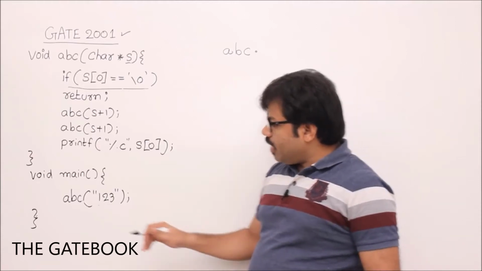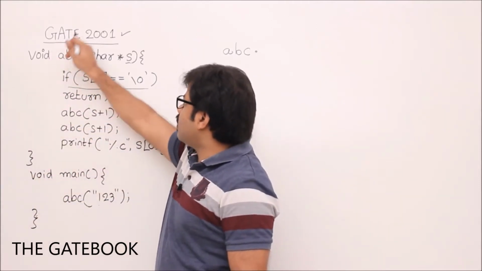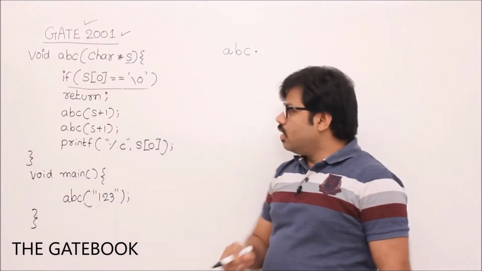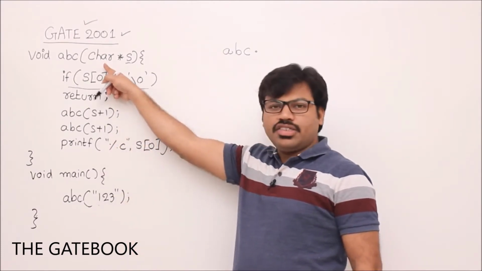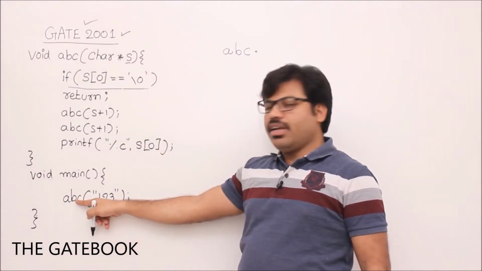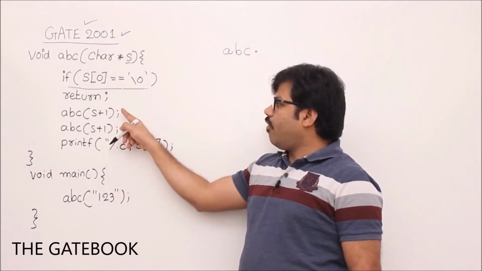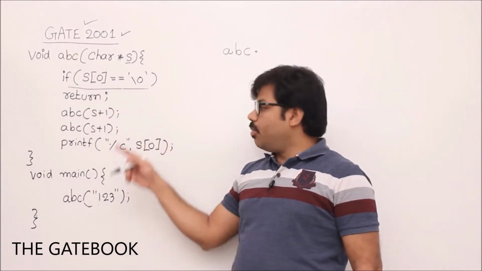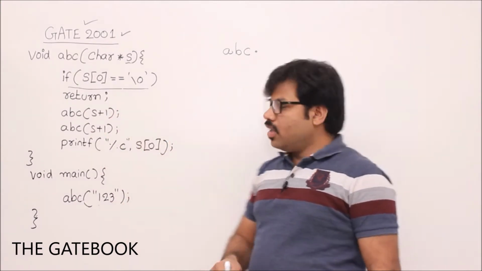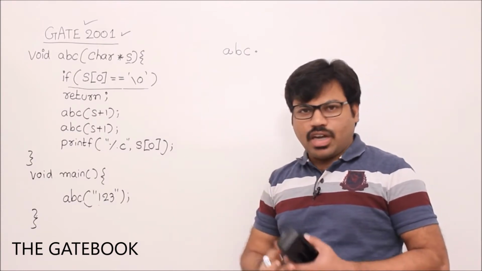Now let me begin with this program, which is asked in GATE 2001 paper. Here ABC is a recursive function that is called from main, and every time ABC is called, it calls itself two times. So when such kinds of methods are given, how to evaluate them?